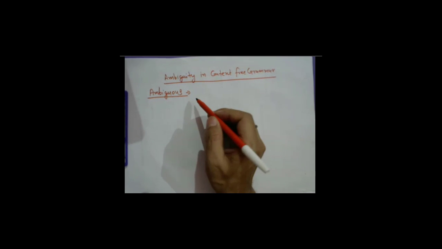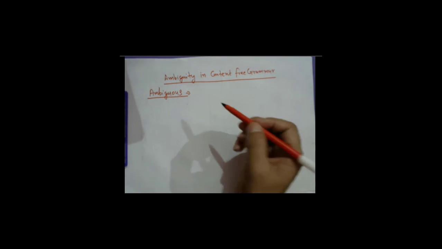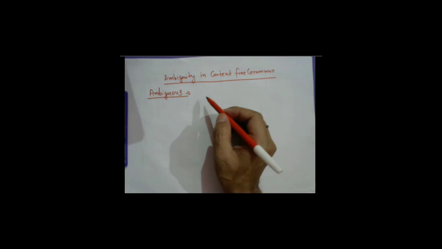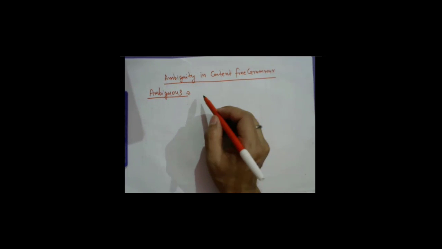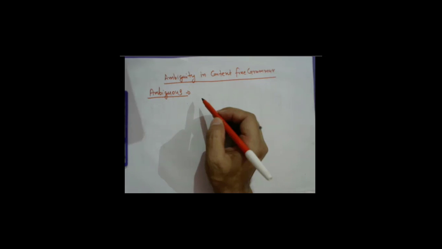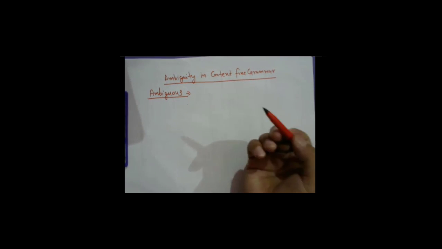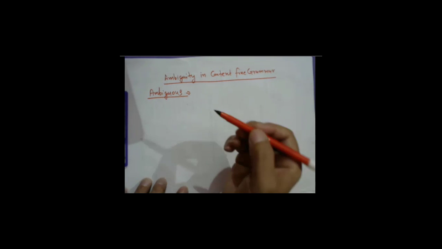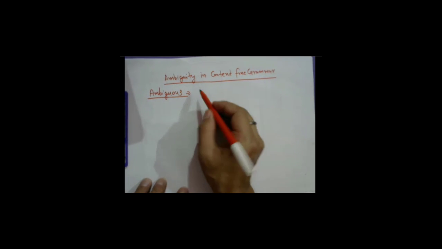An ambiguous grammar is a grammar which can derive more than one derivation tree for the same string of the language. If you derive some string of the language with the help of the grammar, then we can trace multiple derivation trees. Now we can say in simple words, ambiguous grammar.